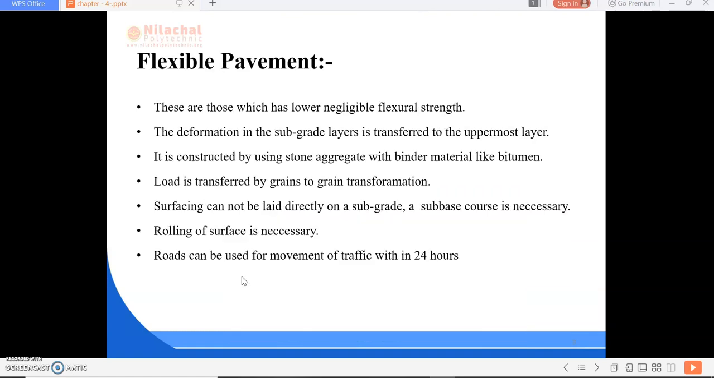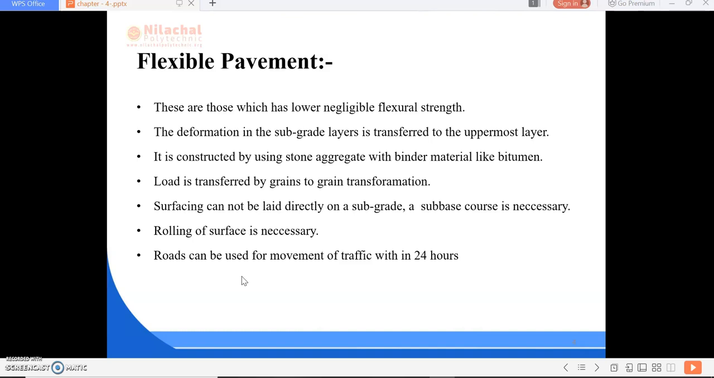Next is types of pavement. So there are two types of pavement. First one is flexible pavement and second one is rigid pavement. So what is flexible pavement? These are those which have lower, negligible flexural strength. The deformation in the subgrade layers is transferred to the uppermost layer. It is constructed by using stone aggregate with binder material like bitumen.